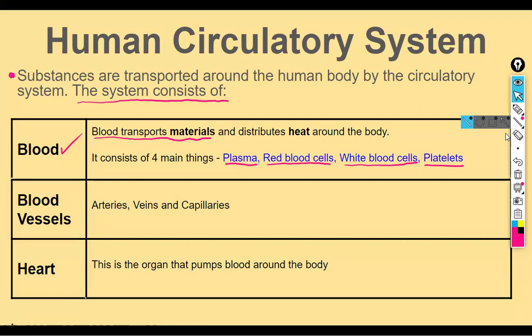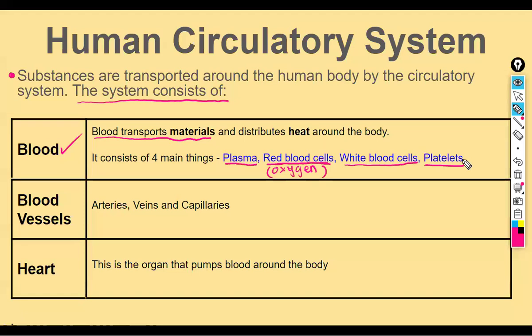Right, so no wrong answers so far. Well, one wrong answer, but that's okay. The red blood cells is the answer. The red blood cells are responsible for carrying oxygen. And of course, I will refresh your memory later on how the red blood cells actually carry around the oxygen.